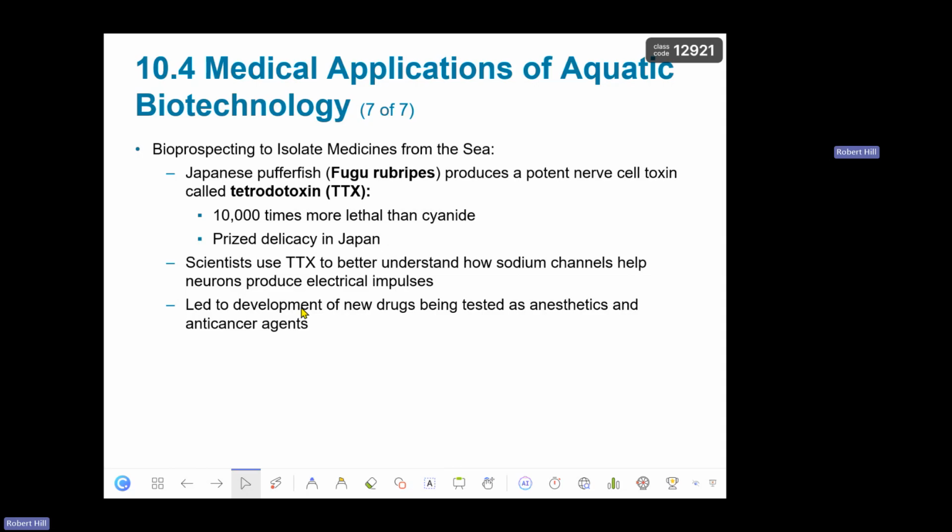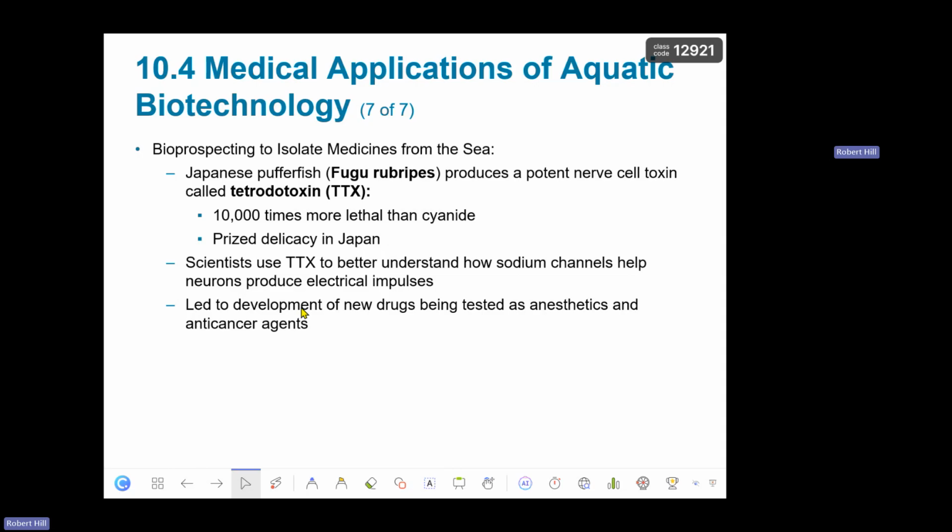Okay, another, the fugu fish. You guys have probably heard of the fugu fish. It's a Japanese puffer fish. It produces tetrodotoxin, one of the most potent nerve poisons on the planet. It's like 10,000 times more lethal than cyanide. Interestingly enough, this toxin and the fish is a delicacy in Japan, only when prepared correctly. If the chef doesn't know what he's doing, it's right to the emergency room or graveyard you go.